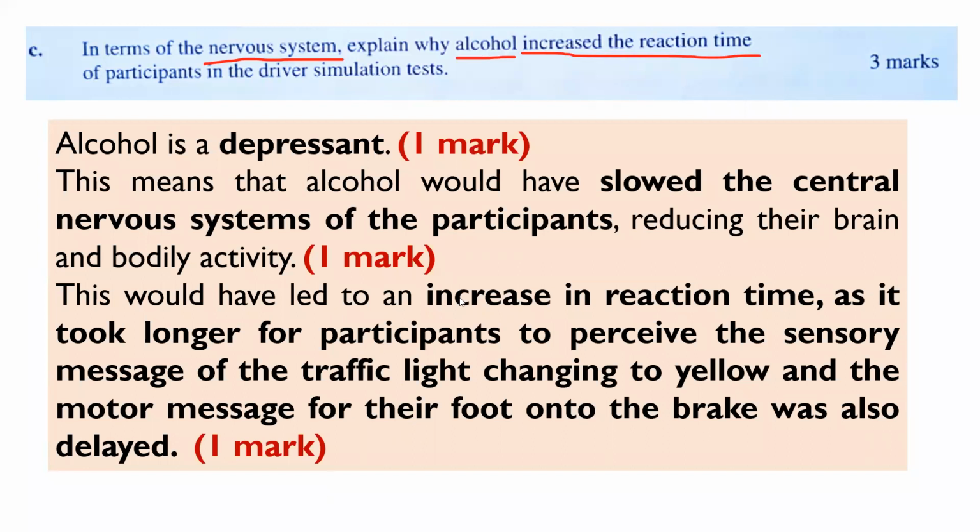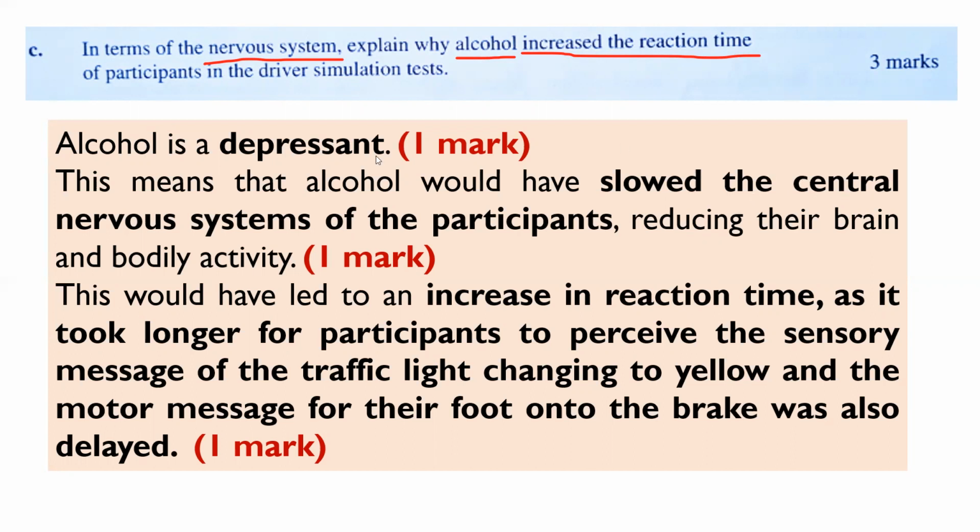Because we know that the brain or the central nervous system is very important and integral to us being able to make these kinds of judgments, that, oh, the traffic light is changing to yellow, oh, I've got to make the decision that I've got to put my foot on the brake and stop the car. All of that decision-making process, that judgment of sensory information, is all based in the brain. The brain is a part of the central nervous system.